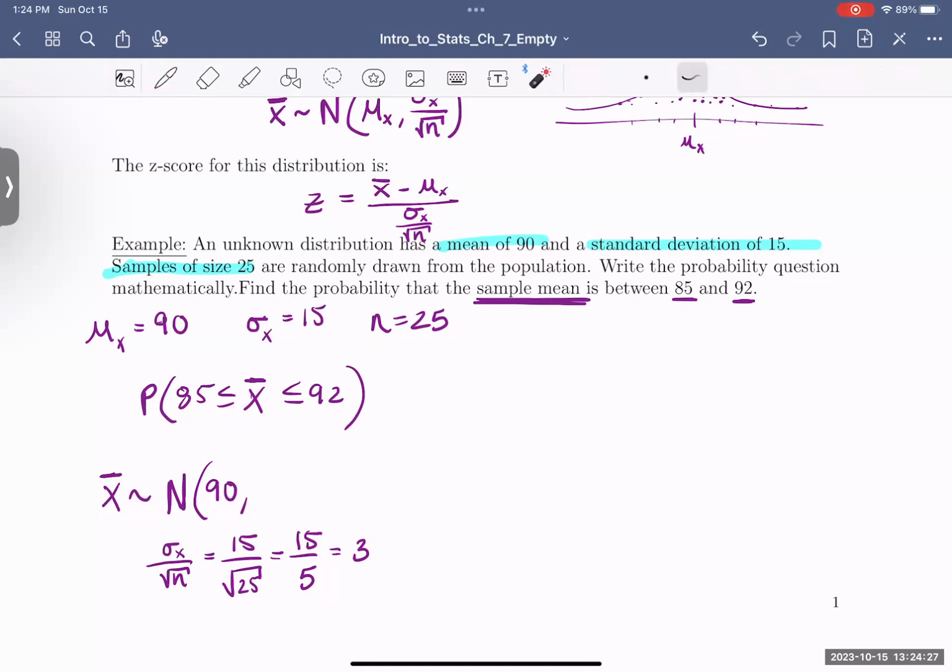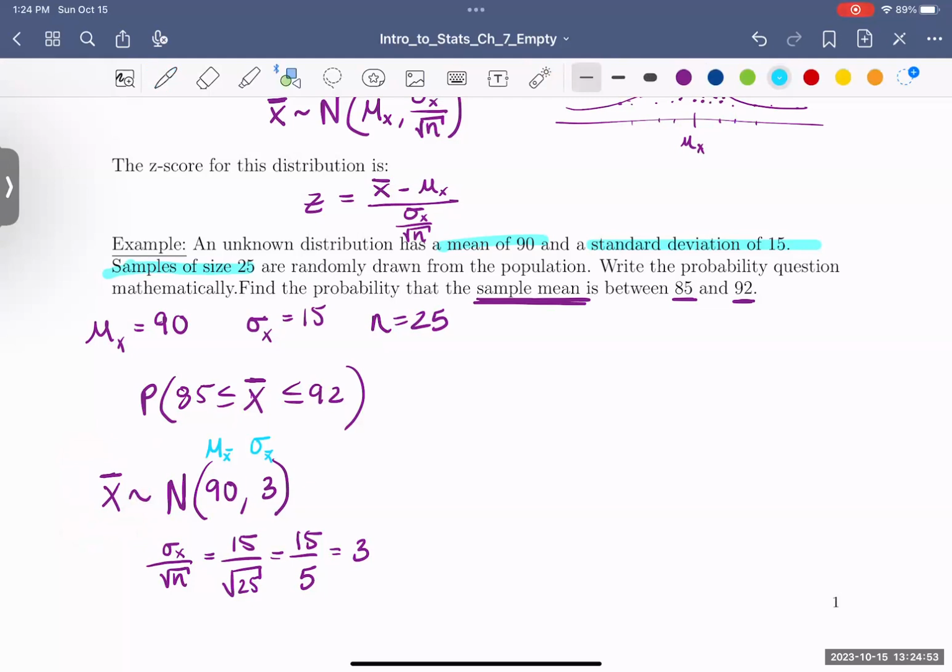But this is our new standard deviation. You see how much smaller it is? The old standard deviation was 15. The new standard deviation is 3. If we wanted to write it with that subscript, this is mu sub x bar, this is sigma sub x bar. We're now talking about the mean and the standard deviation for the sample means.